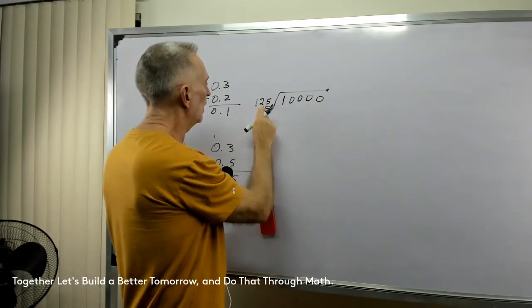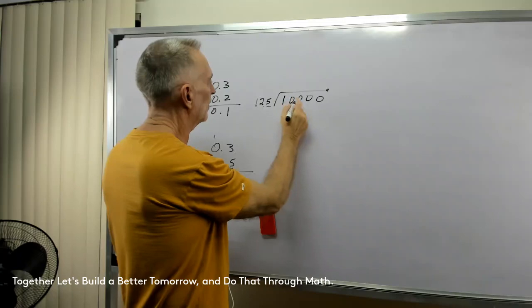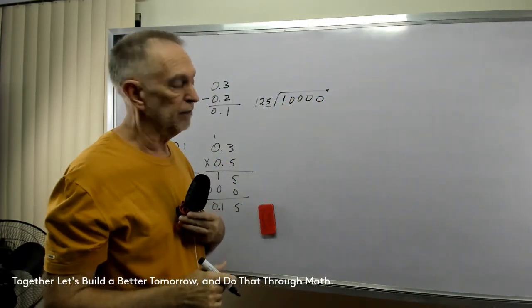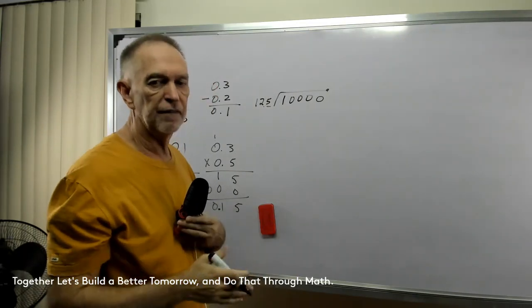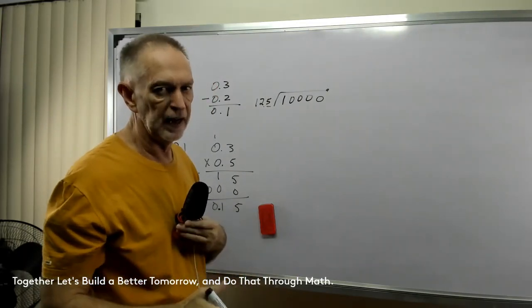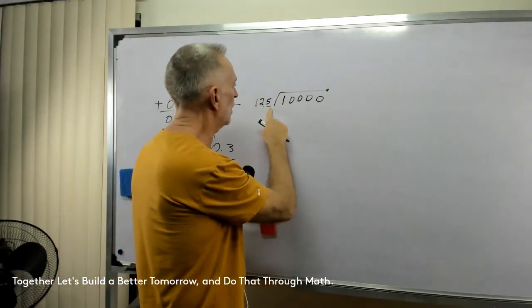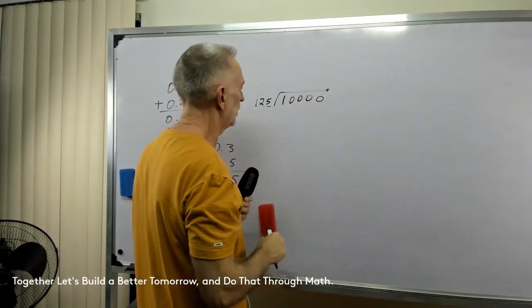So what do I have now? I have 10,000 divided by 125. That's the same as 1,000 divided by 12.5, but get rid of the decimal point. Okay, I moved it to the right, I moved this one to the right, and then I immediately put it up here.